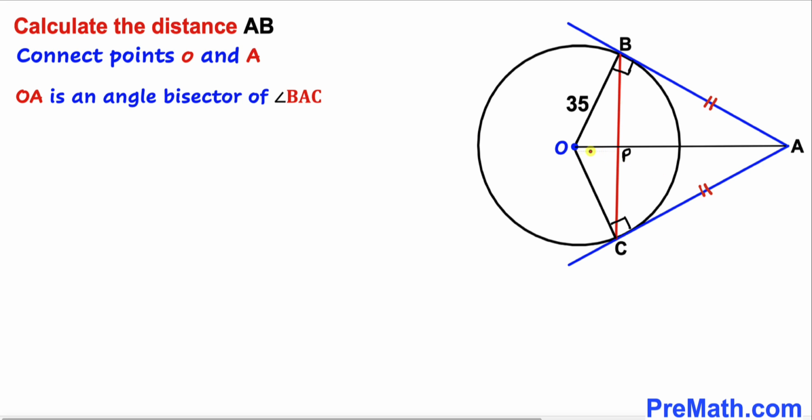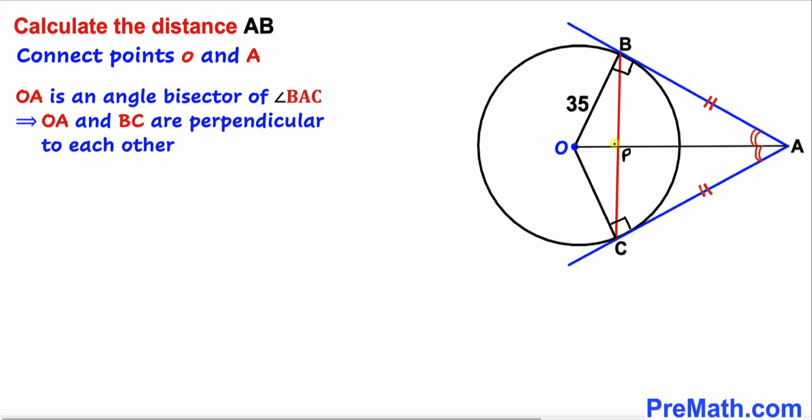And now we can see that this segment OA is an angle bisector of this whole angle BAC. In other words, this angle has got to be equal to this angle. And moreover, OA and BC are perpendicular to each other. That means this is our 90-degree angle, since we are dealing with this ABC triangle, which is an isosceles triangle, since these two side lengths are equal.